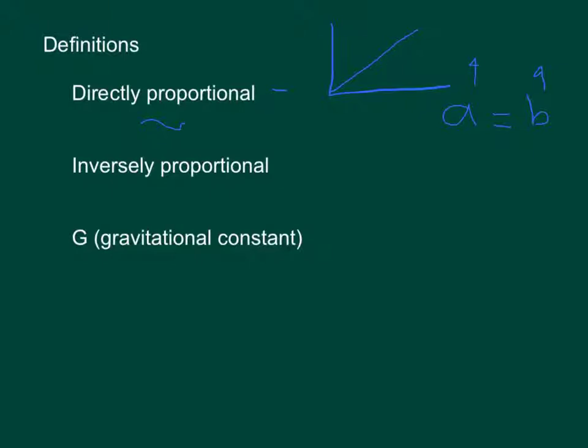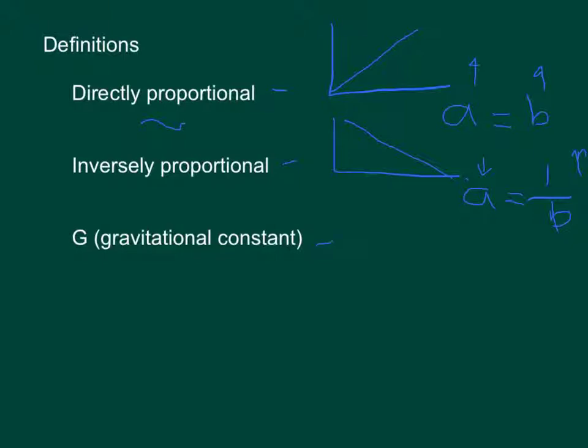Now, if directly proportional means that as one gets bigger, the other gets bigger, inversely proportional is the opposite relationship. Inversely proportional says that as one variable gets bigger, the other variable gets smaller. So inversely proportional would be saying A is equal to 1 over B. As B gets bigger, A would have to get smaller.